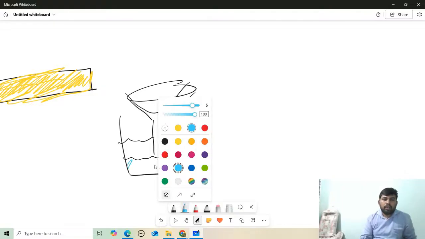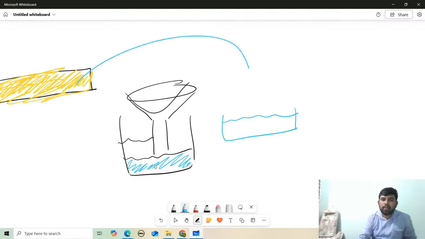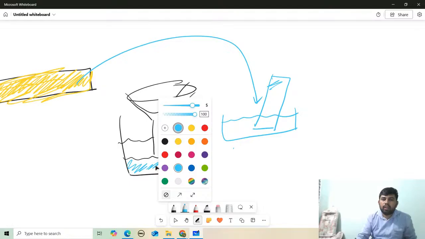Now they will get a filtrate here. They will take the filtrate in the beaker again, and they will take pH paper. What is the color of pH paper? It was a yellow color. This yellow color will turn into which color?